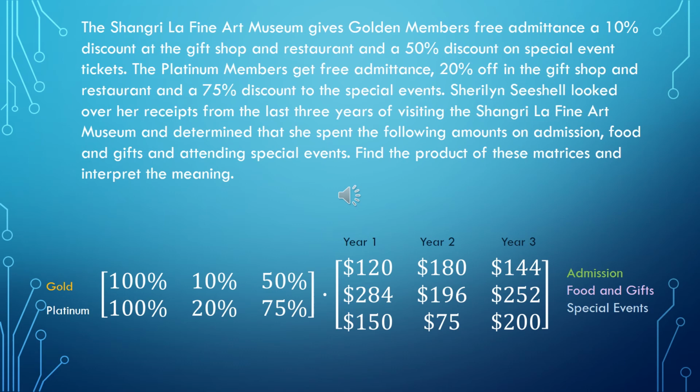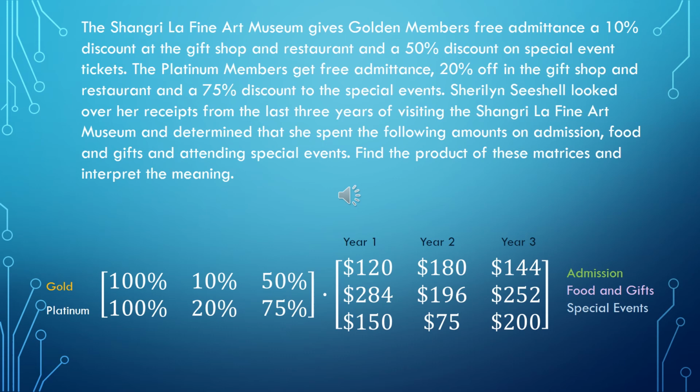Examples of multiplying matrices are limited only by your imagination. So the bigger your imagination, the more examples of multiplying matrices you're going to be able to come up with. Here's an example in which the Shangri-La Fine Art Museum is giving gold members free admittance, a 10% discount at the gift shop and the restaurant, and a 50% discount on special event tickets. The platinum members are getting free admittance, 20% off in the gift shop and the restaurant, and a 75% discount to special events. Sherilyn Seashell looked over her receipts from the last 3 years of visiting the Shangri-La Fine Art Museum, and she determined that she spent the following amounts on admission, food, gifts, and attending special events.